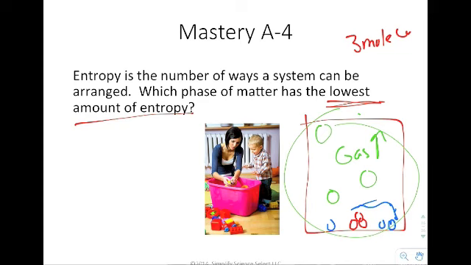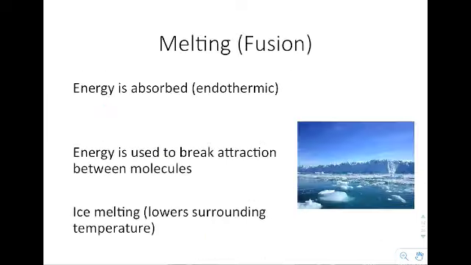So that means the one with the lowest amount of entropy is going to be the solid, because there's only one way that it can organize itself, all those molecules stuck together. So next we need to talk about phase changes. So you can go back and forth between solid, liquid, and gases.